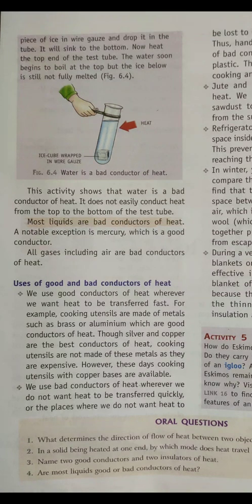All gases including air are bad conductors of heat. Not only liquids, all types of gases including air are bad conductors of heat. So we can say that metals are conductors of heat, while almost all liquids and gases are bad conductors or insulators of heat. The exceptional case is mercury.